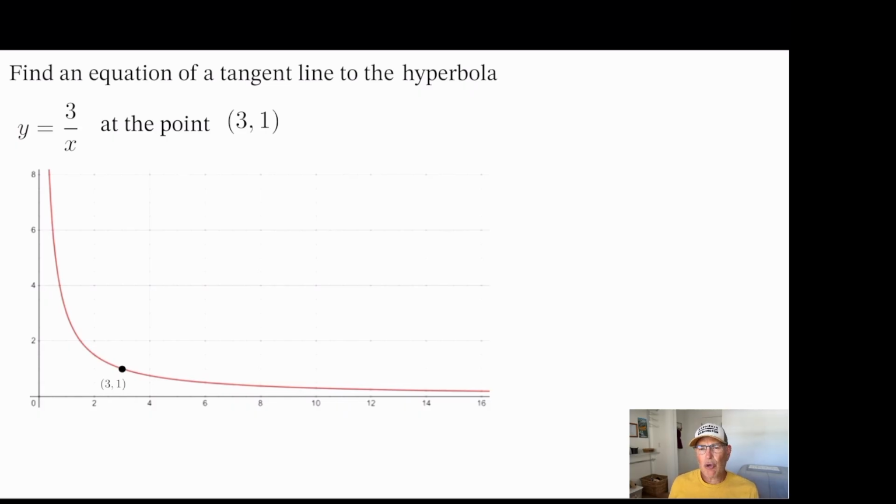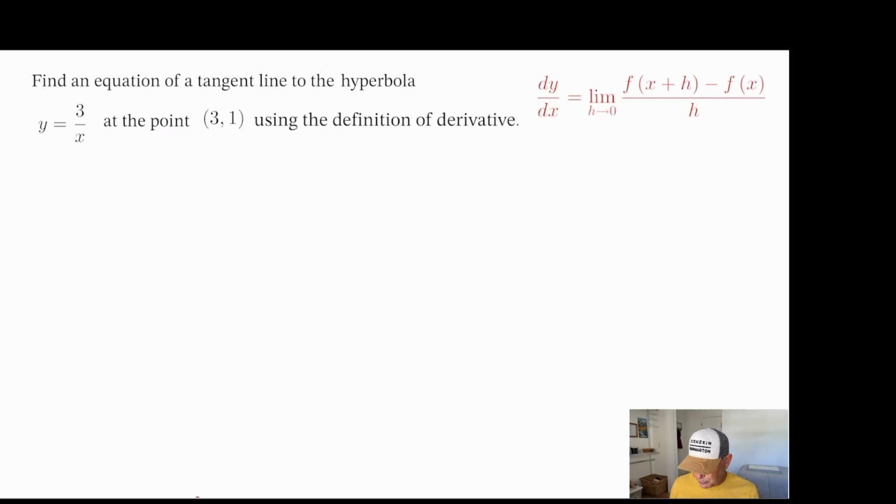And we want to find the equation of a tangent line that passes through that point. Notice that on this line, we have a point (3, 1). So we can write the equation of this line in point-slope form, given a point and the slope. Okay, so all we need is the slope. And that's where the definition of derivative comes in. So I want to walk you step by step through how to find the derivative by applying the definition of derivative.